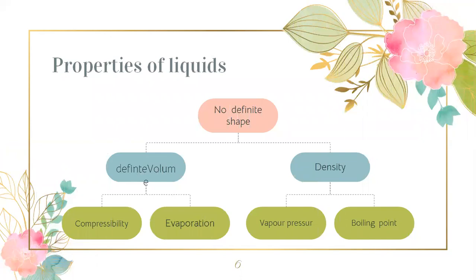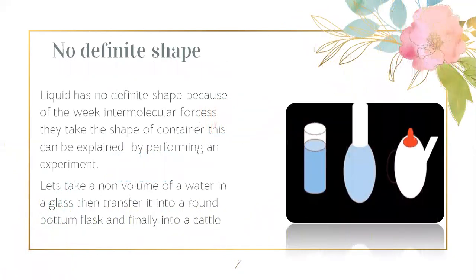Properties of liquids. First property, no definite shape. Next, definite volume, compressibility, evaporation, density, vapor pressure, boiling point. The first property of liquid is no definite shape. Liquids have no definite shape because of the weak intermolecular forces.